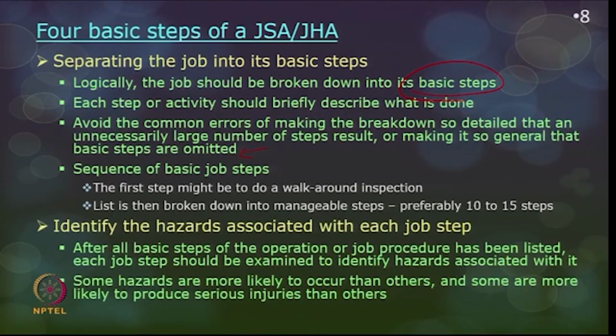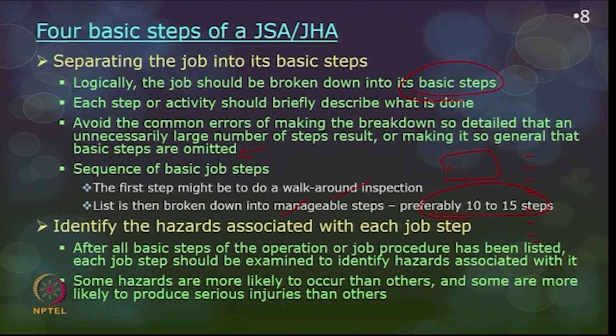The first step, how do you do it, maybe you may have to do a walk-around inspection, and you have to break down the list into a manageable number of steps. So preferably keep 10 to 15 steps, because you can easily identify all the hazards if you keep it very simple and small. The third step is to identify the hazards linked with each step. Now you have listed out all the 10 to 15 steps, maybe in one particular operation like concreting or shuttering and de-shuttering and so on, then it is easy for you to identify the possible hazards linked with it. You can easily think about it.